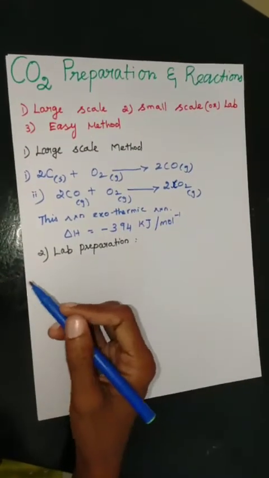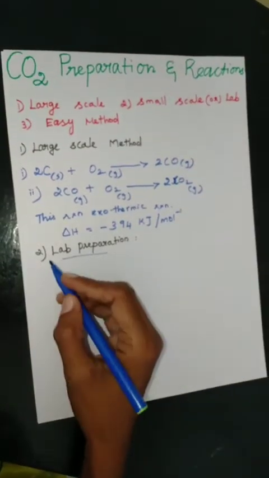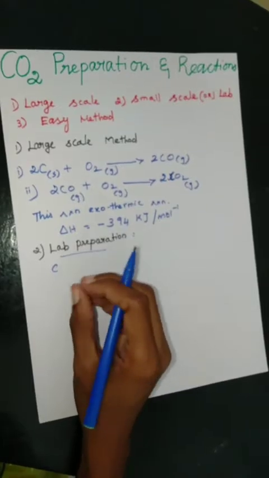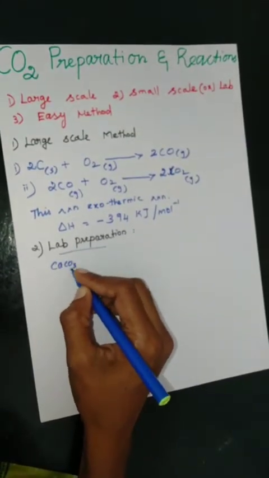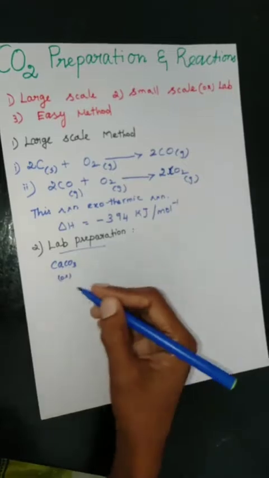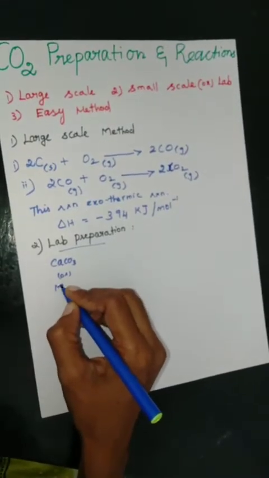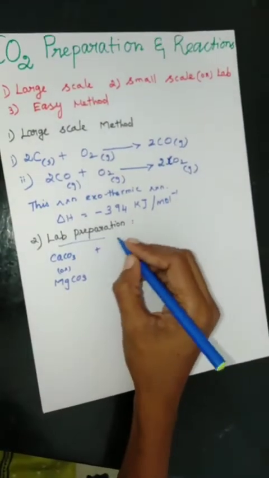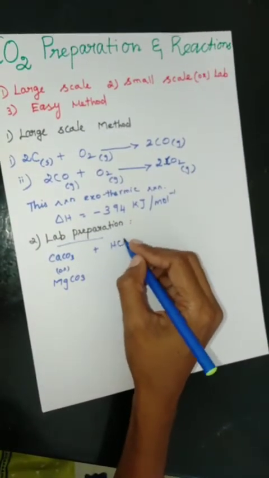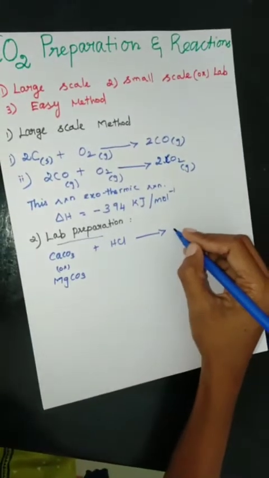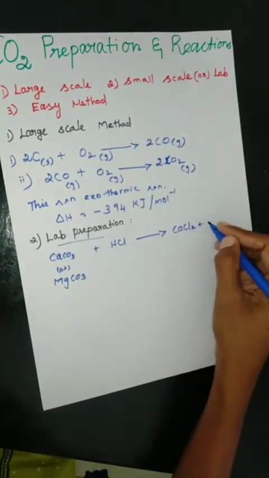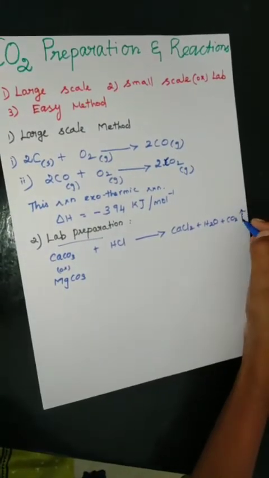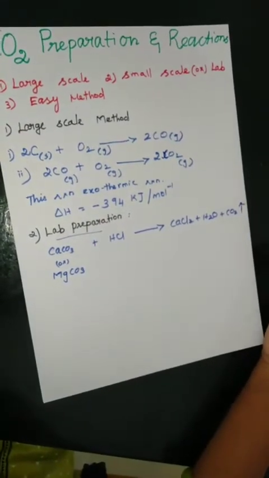இதில் பார்த்தோம்னா laboratory preparationல calcium carbonate யூஸ் பண்ணுறோம். Calcium carbonate or இன்னொன்று என்ன யூஸ் பண்ணலாம்னா magnesium carbonate also we can use. நம்ம dilute HCl ஆட் பண்ணுறோம். So what we get is calcium chloride and water plus carbon dioxide. So this carbon dioxide will be eliminated.